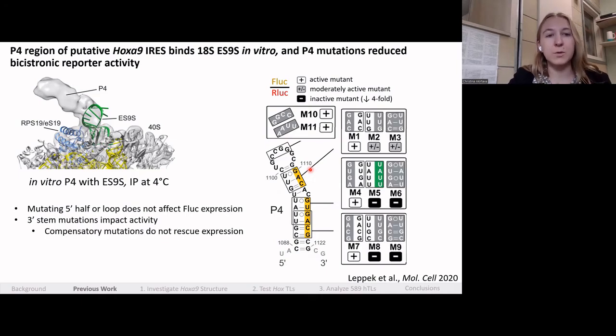However, compensatory mutations, which rescued the structure from that 3' stem, did not save or rescue F-loop expression. So from these studies, they concluded that this P4 loop plays an important role in the putative IRES activity for the HOXA9 transcript leader.